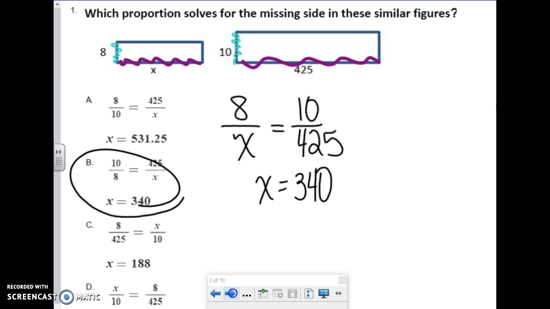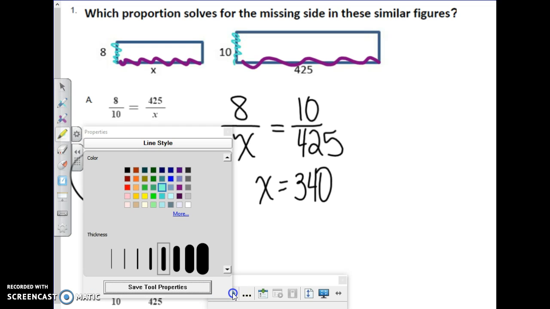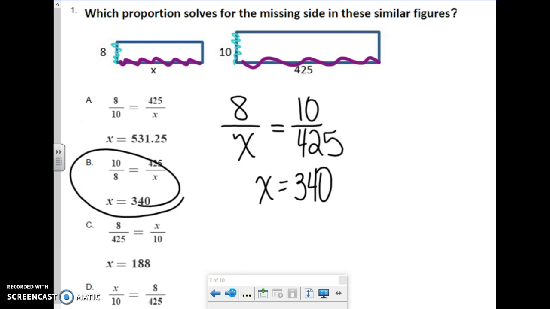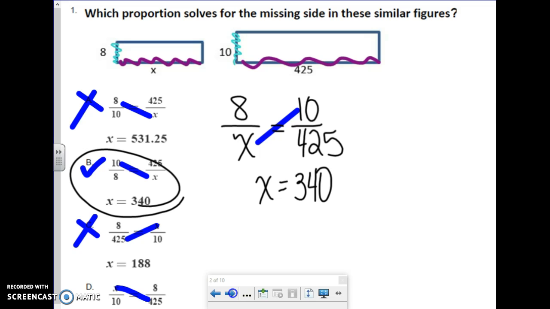Now, if answer choice B did not have what X equaled, the other way you can look at it is you can look and see what X is paired with. In this case, X and 10 are buddies. So when I look at answer choice A, 8 and X are buddies, so that doesn't work. B, 10 and X are buddies, so that works. C, 425 and X are buddies, that does not work. And D, that has 10 and 425, so that does not work. So again, answer choice B is the correct answer.